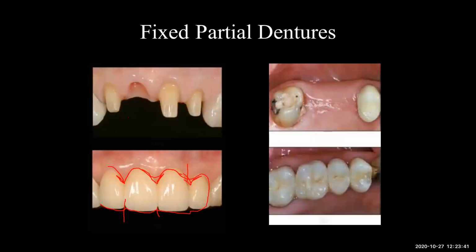Okay, so it's all fused together. So we would call this, when we're charting, we'd call this a 1, 2, 3, 4 unit fixed bridge. And then you'd chart it as 4 units.